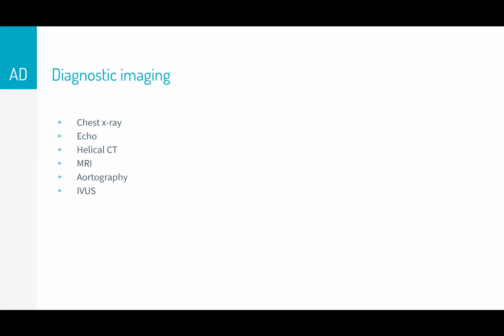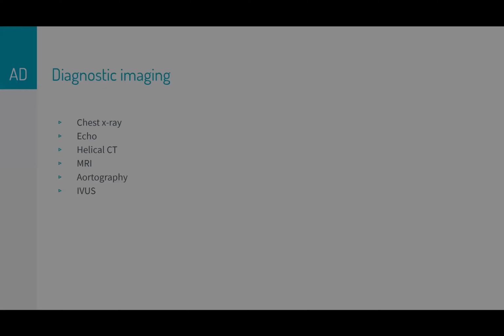In addition to these tools, we also have diagnostic imaging modalities. We can use the chest X-ray, echo, the helical CT, MRI, aortography, and IVUS. For the aortography and IVUS, I will not speak too much about them. Aortography is now obsolete for diagnosis. It's mainly used during endovascular intervention. And the IVUS is also the same. It is used while doing the endovascular intervention to confirm the location of the graft and so on. I will be talking mainly about the chest X-ray, the echo, and the helical CT and MRI.